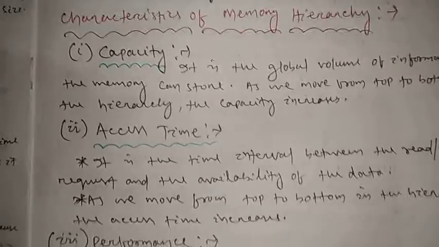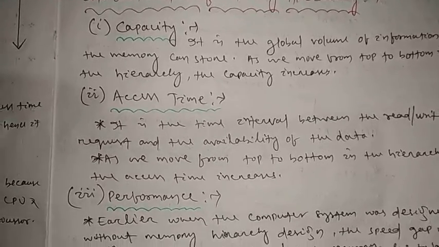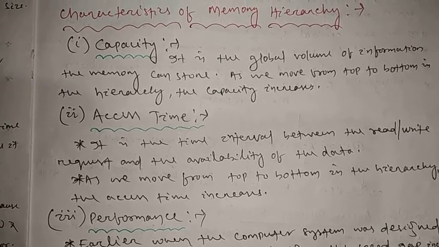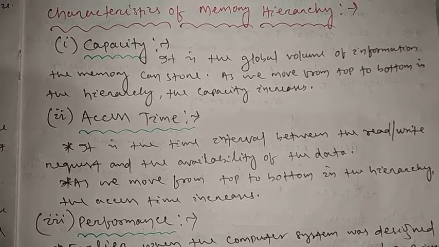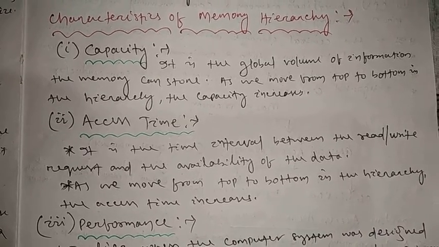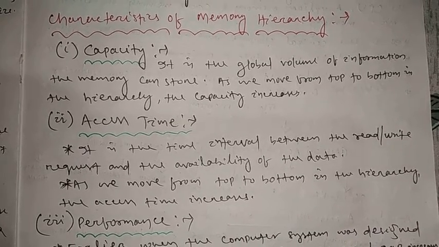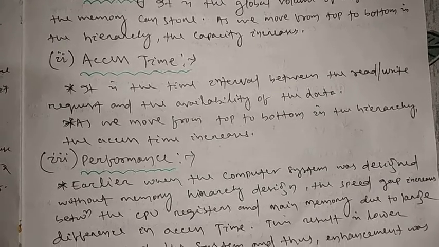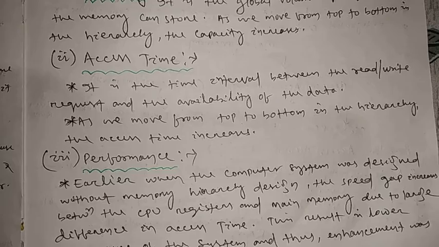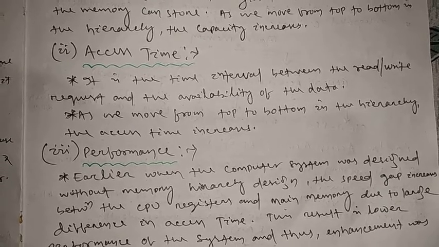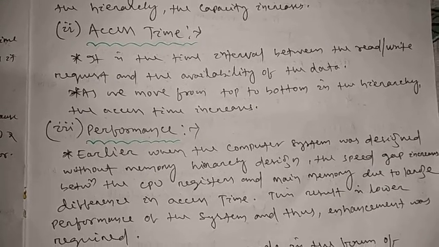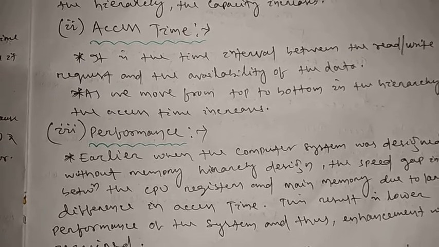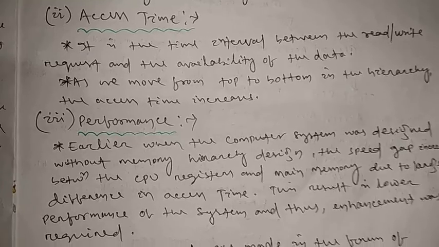So what are the characteristics of memory hierarchy? Capacity, access time, performance, and cost per bit. Capacity is nothing but storage capacity, or the capacity for storing information, and as we move from top to bottom in the hierarchy, the capacity increases. In access time, as we move from top to bottom in the hierarchy, the access time increases, but we always require less access time. Much access time takes much time, but less access time will take less time to perform the operations.